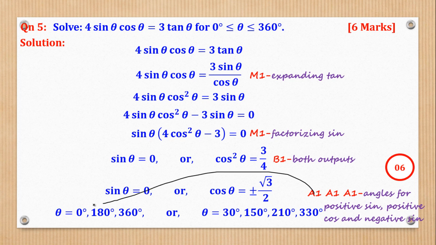So this A1 is for this, then another A1 is for the angles of theta for positive cos, where cos is positive, and cos is positive in the first and third quadrant. Then next is angles of theta where cos is negative, and cos is negative in here and there.